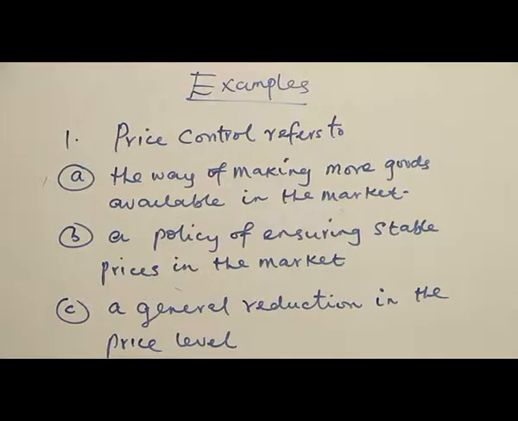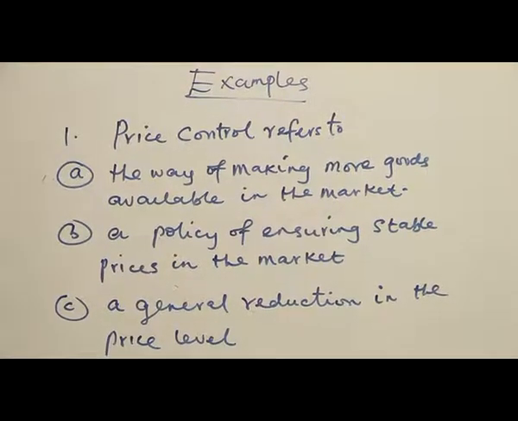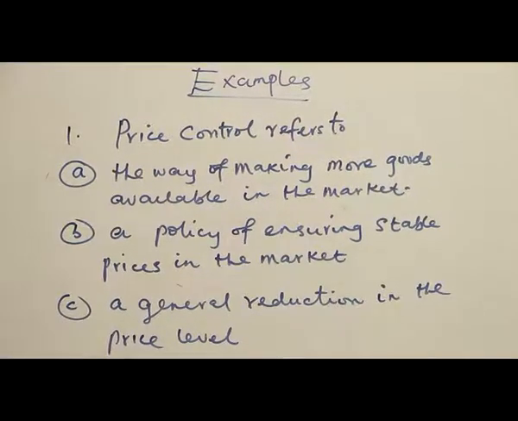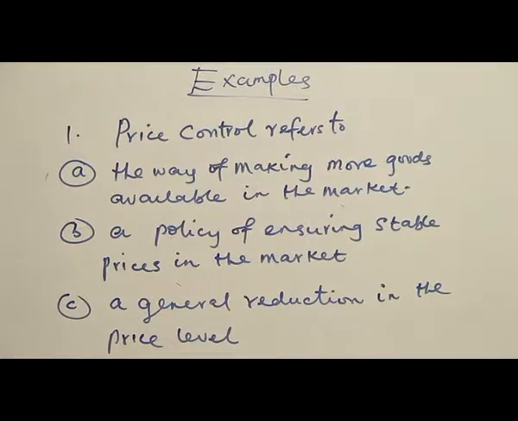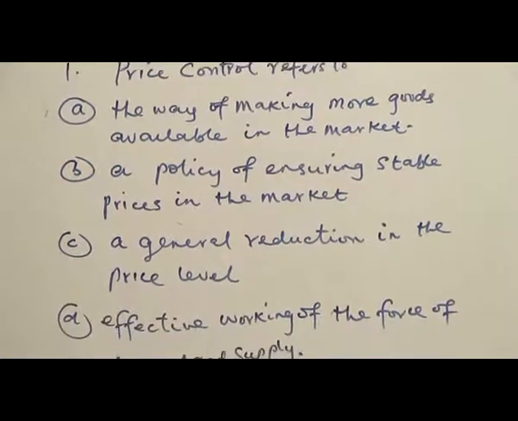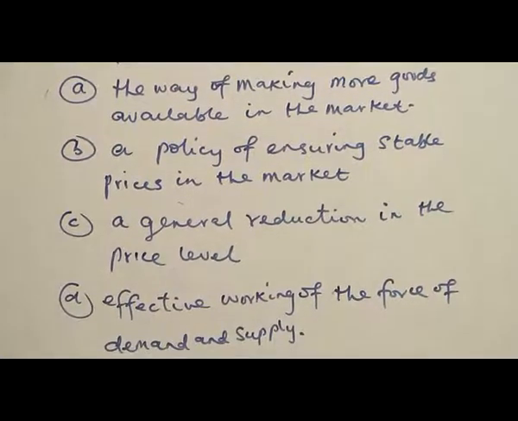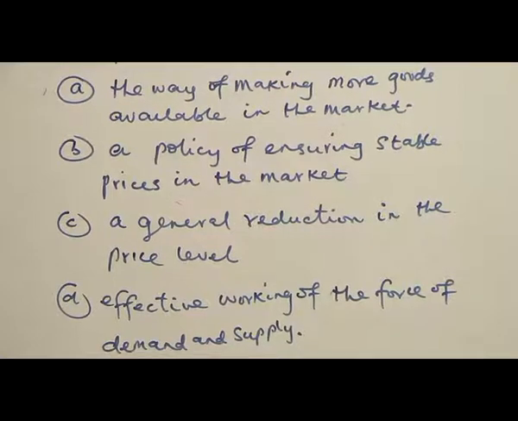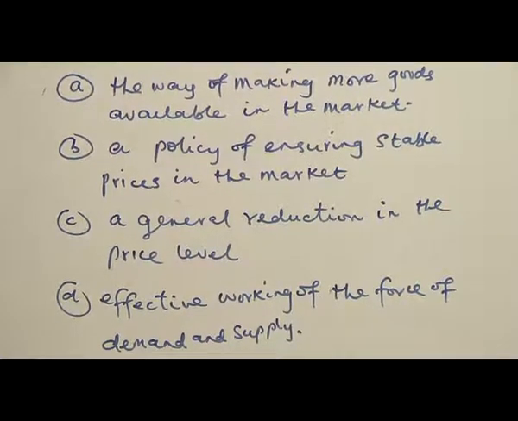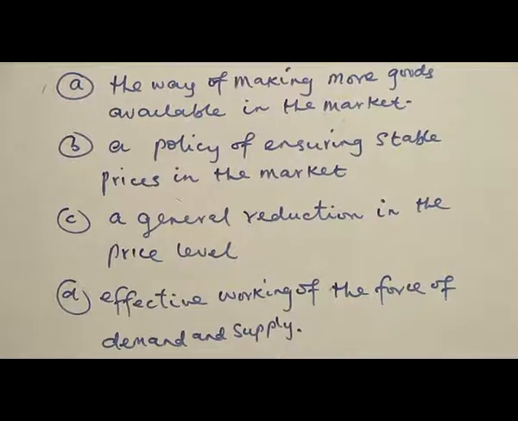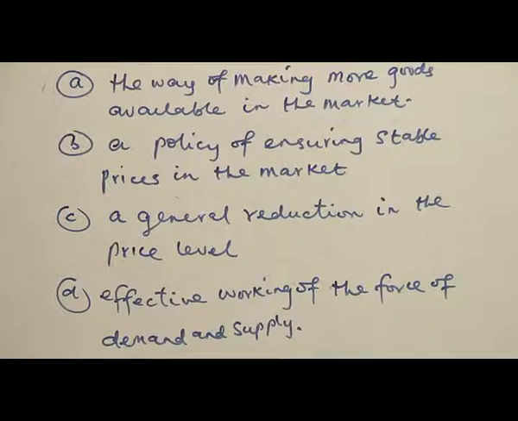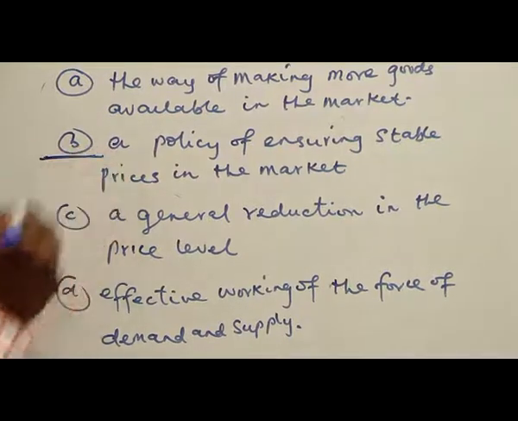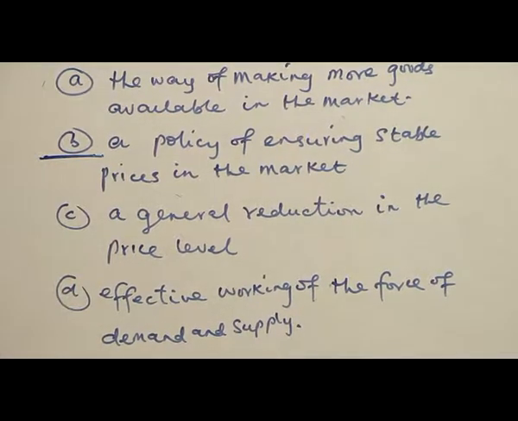Examples. Question 1. Price control refers to A, the way of making more goods available in the market; B, a policy of ensuring stable prices in the market; C, a general reduction in the price level; D, effective working of the force of demand and supply. The right answer is B, a policy of ensuring stable prices in the market.